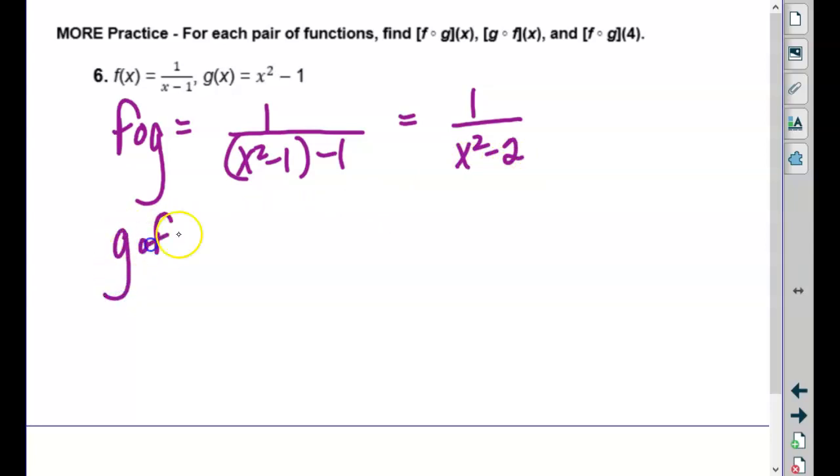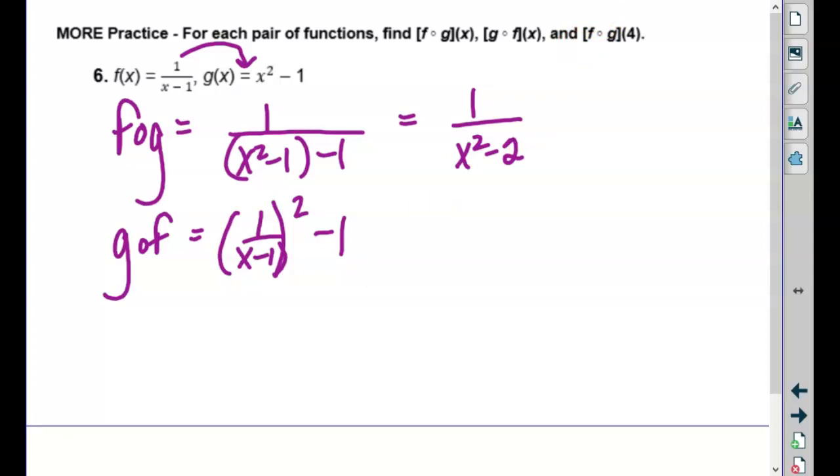Then it says g of f. Can anybody tell me what that would look like? Ooh. We're putting this in here, so we'd end up with a 1 over x minus 1 squared minus 1. Yep, I'm not going to ask that on a quiz, so I'm just going to leave it alone, okay? Just leave it all alone.